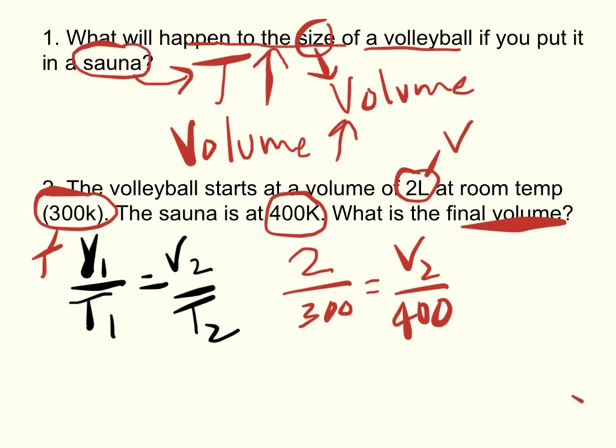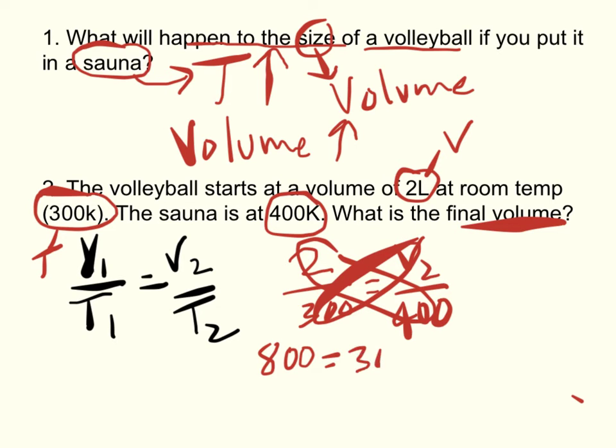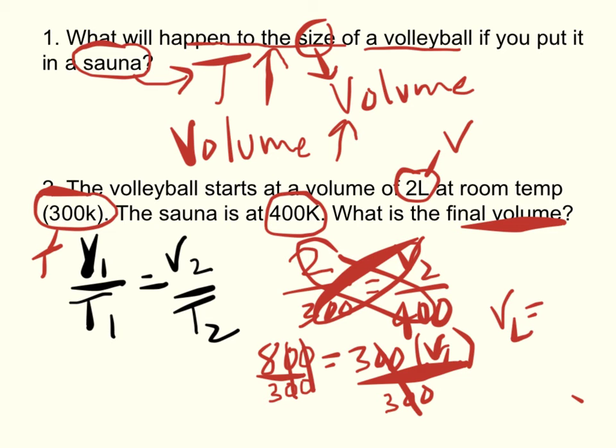So I'm going to go ahead and cross multiply here. I'm going to butterfly across. 2 times 400 gives me 800. 300 times V2 gives me 300 times V2. Solve for V2 by dividing by 300 on both sides. So I'm left with 800 over 300, which gives you a final answer. V2 equals 8 over 3 liters.